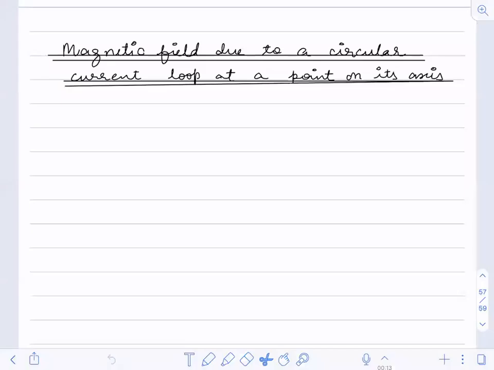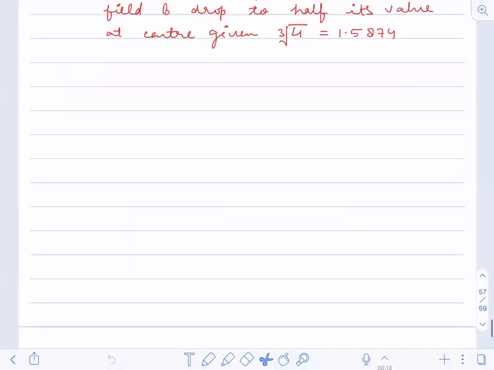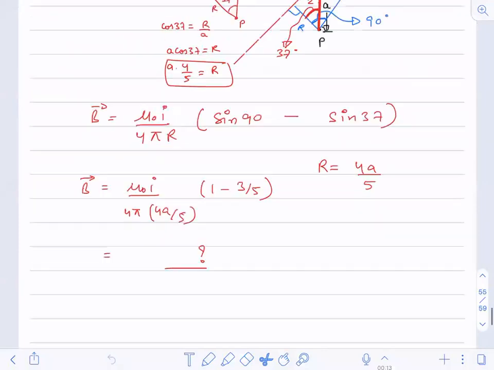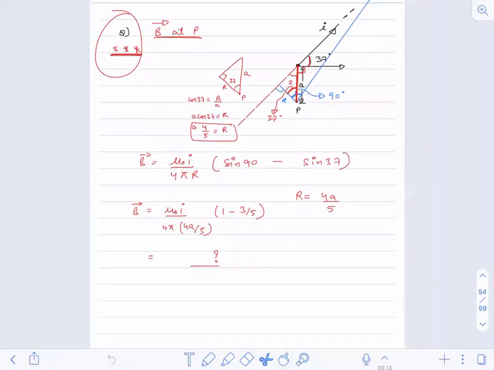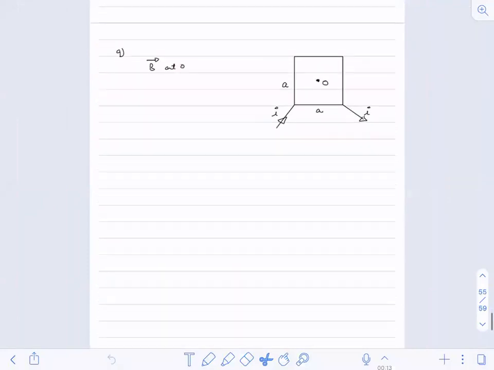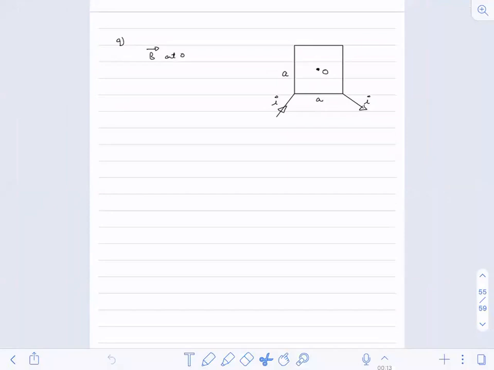So in the last class, we had done this numerical. So we'll continue. There are a few more numericals to be done.